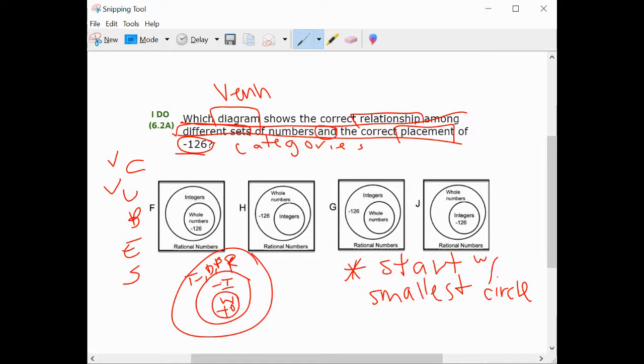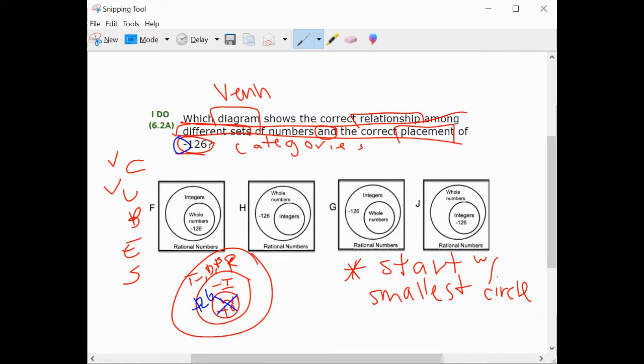Okay, what's the smallest circle? Whole numbers. What can go in whole numbers? Only positive numbers or 0 that don't have a fraction, decimal, or percent. Well, negative 126 is sure not a positive number or a 0, so I'm going to go ahead and cross out the whole number category. Let's move to integers. Integers, anything that goes in this circle is going to be negative. Okay, so it looks like negative 126 is negative because I see this sign out front, and nice, it doesn't have a fraction, decimal, or percent. So I'm going to go ahead and place it in this second bowl.